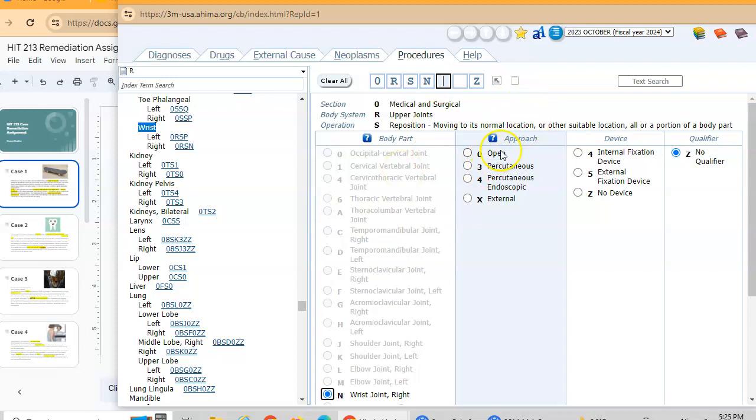Our approach we know is going to be external because it was the splint and immobilizer. And we know that there is no device. So that gives us our code of 0RSNXZZ.